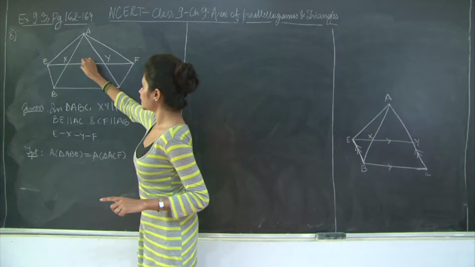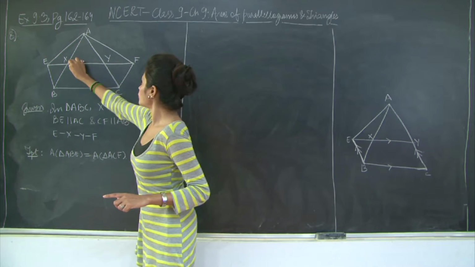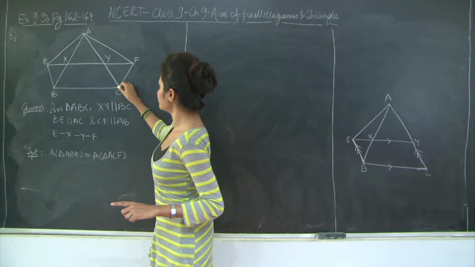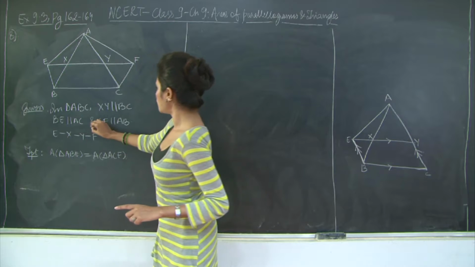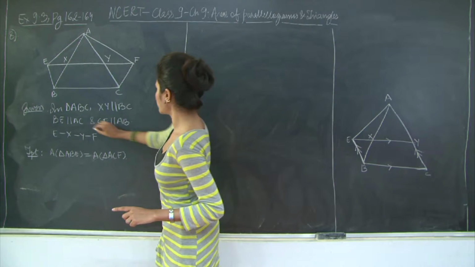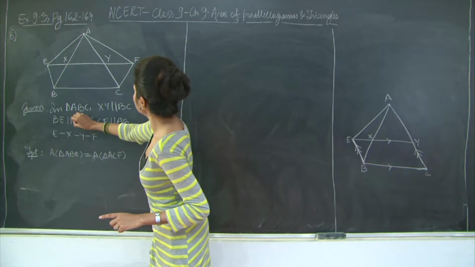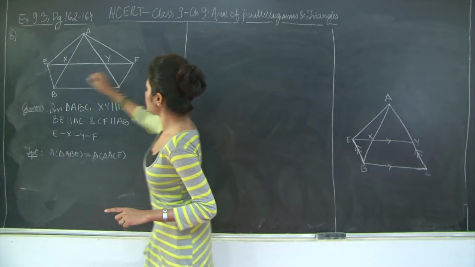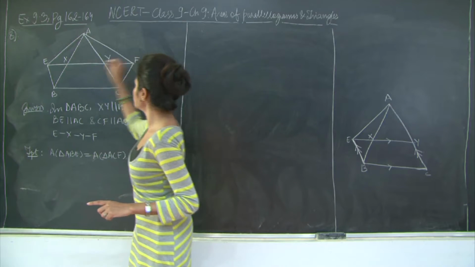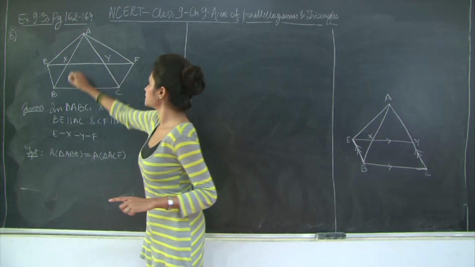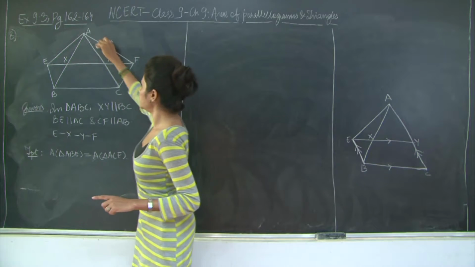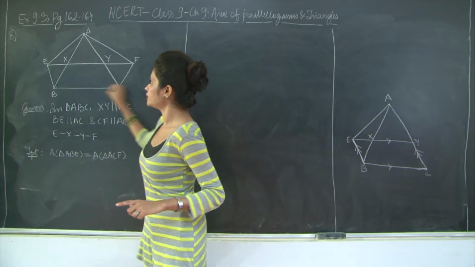See, you have XY parallel to BC, therefore XF is parallel to BC and it's been given that BE is parallel to CF. One second. BE is parallel to AC. CF is parallel to AB. So, obviously XB is parallel to FC. Therefore, this is a parallelogram. Now, area of this triangle is half area of this parallelogram.